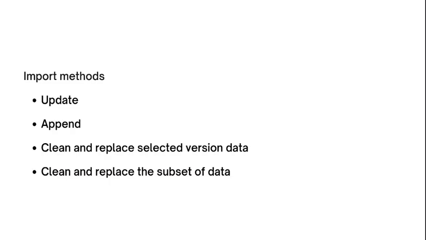And the final one is clean and replace the subset of data. When a selective delete and load is to be performed, clean and replace a subset of the data should be used. By default, the category is defined in scope, and you can add additional dimensions to that scope as well.